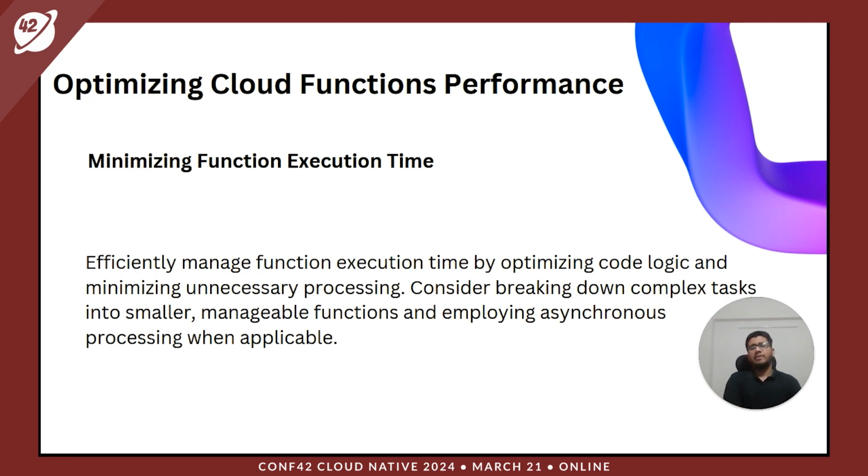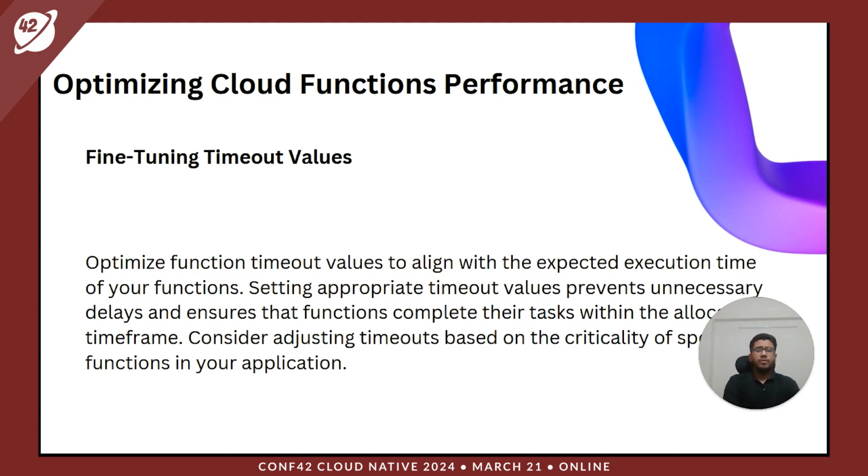Next is minimizing function execution time. It is really important to optimize it, because we need to test and try to get the idea. Let's say the execution time of the function is 10 seconds, and we figure out that it is 16 seconds. That is not a good use case. So how will we figure that out? We need to test and trial. Next is fine tuning of timeout values. It is a similar case to the execution time, and we need to figure that out.